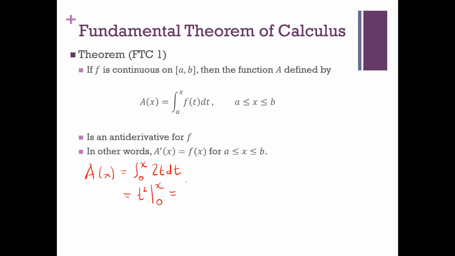If I evaluate t squared at x, what do I get? Right, you're just plugging in x for t, right? So that becomes x squared. If I evaluate it at 0, what do I get? 0 squared. So does that make sense with what we got before? So we kind of took the long way to get there, but it helps to illustrate how this theorem works. Any questions so far?